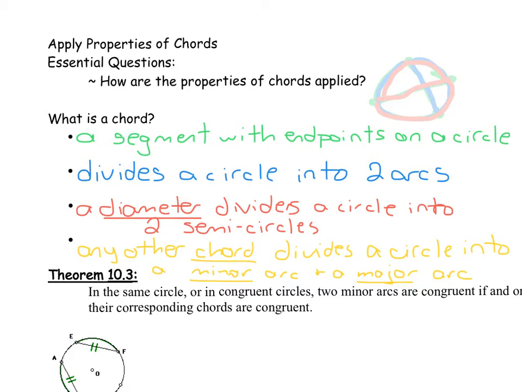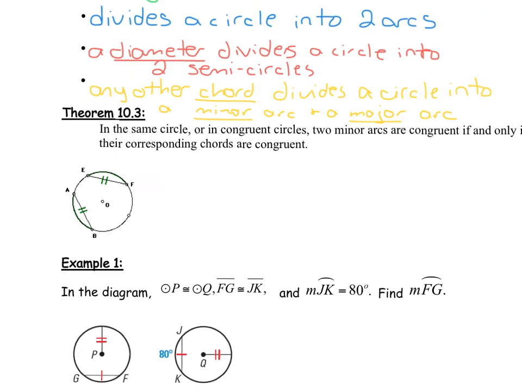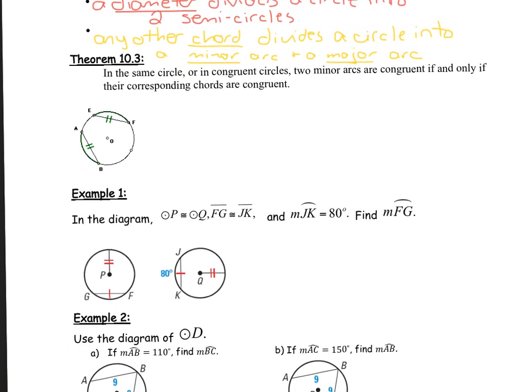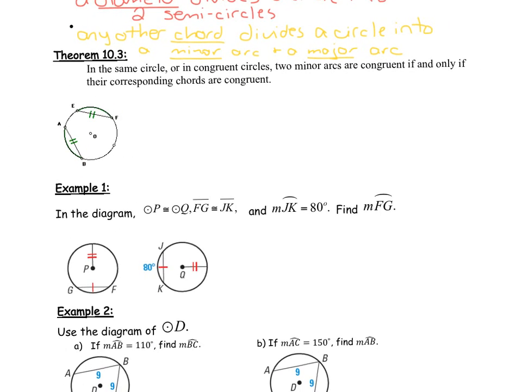Now that we have reviewed some of the definitions of a chord, let's move on and talk about a property. The first property I want to talk about is theorem 10.3. That says in the same circle or in congruent circles, two minor arcs are congruent if and only if their corresponding chords are congruent. We can see in this diagram that we have a chord EF, endpoints lie on circle O, and we have a chord AB whose endpoints lie on circle O.